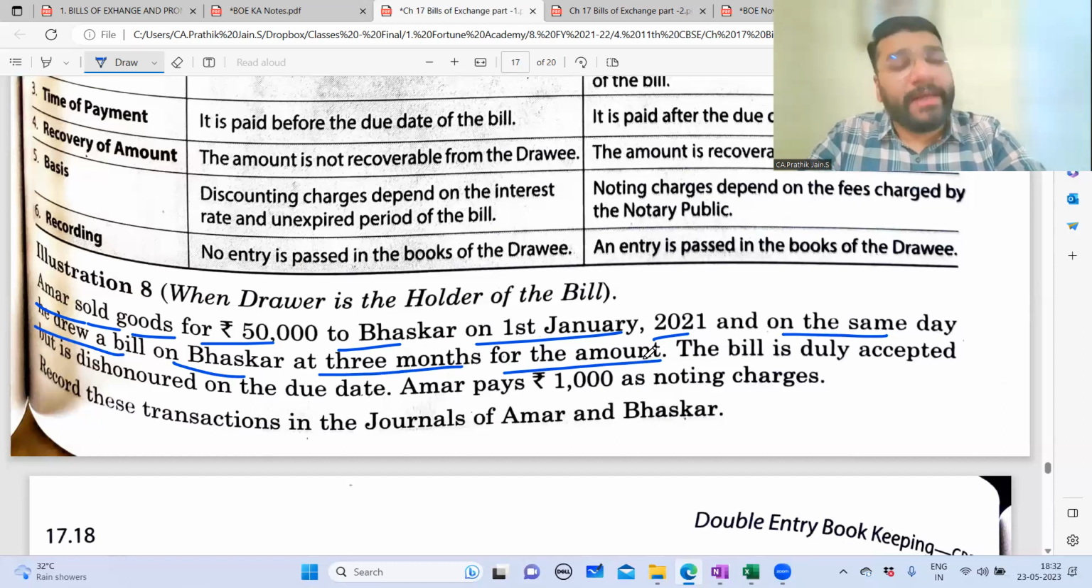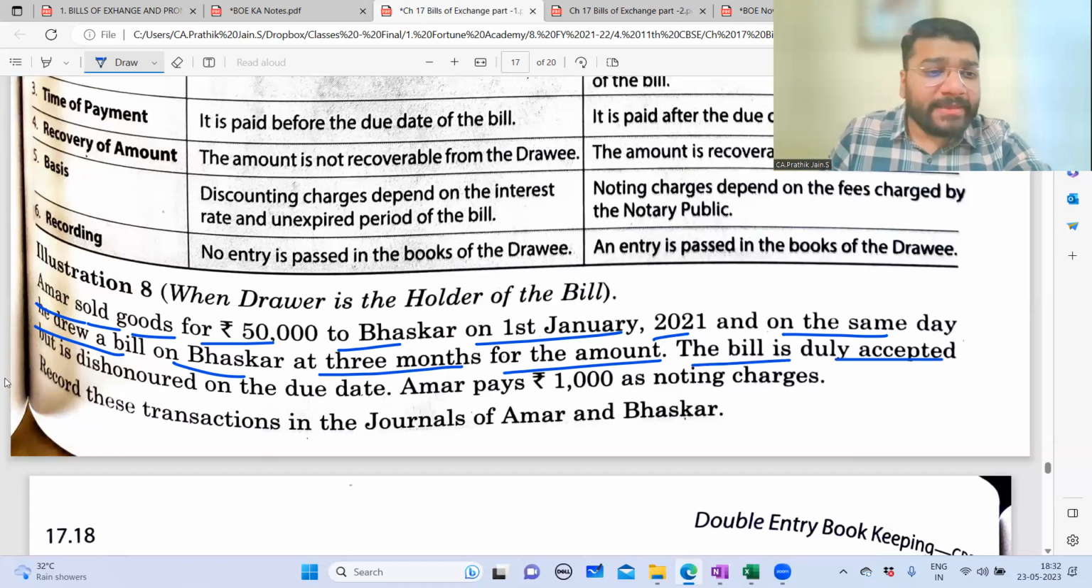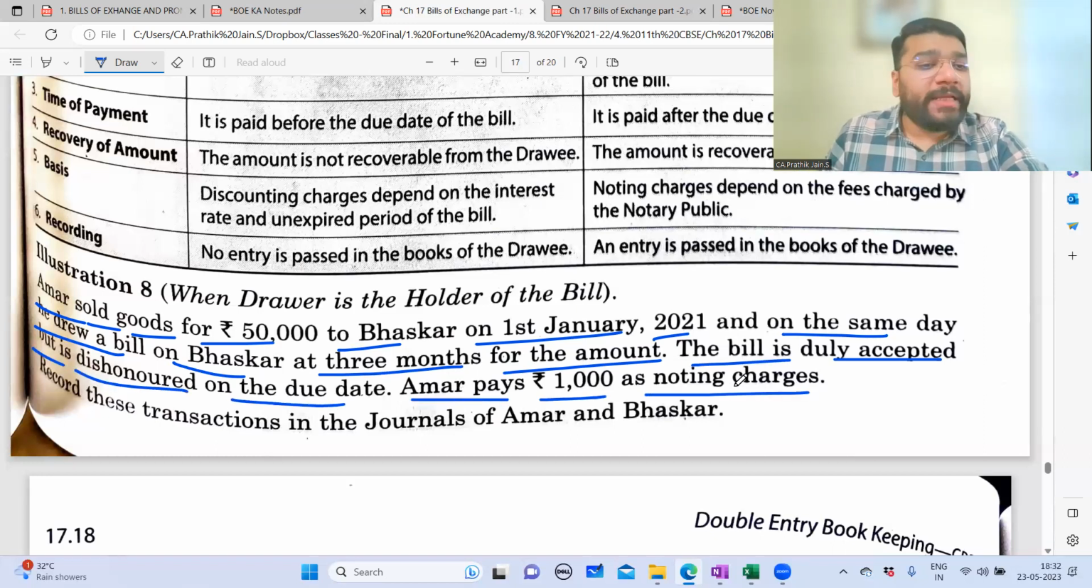What is the term of the bill? Nothing is mentioned. So after date, the bill was duly accepted. Accepted by whom? Bhaskar. But it is dishonored on the due date. Amar pays 1,000 as noting charges. Who is the holder of the bill? Amar is the holder of the bill.